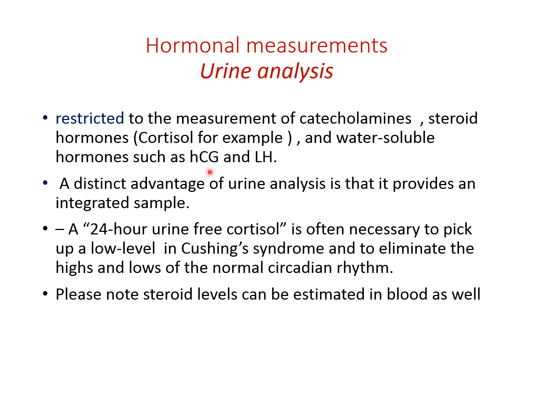weeks' time. So you can just take a urine sample to confirm a pregnancy, and if you measure HCG by radioimmunoassay, you can confirm the pregnancy. There is an advantage when you take a urine sample here, because a urine sample usually asks the patient to take it over 24 hours, so you can avoid the peaks or the pulses which occur in hormonal secretion. For example, in Cushing syndrome, when you take a urine sample and measure the free cortisol there, you can eliminate the pulses, the highs and lows of the normal circadian rhythm of the hormone.